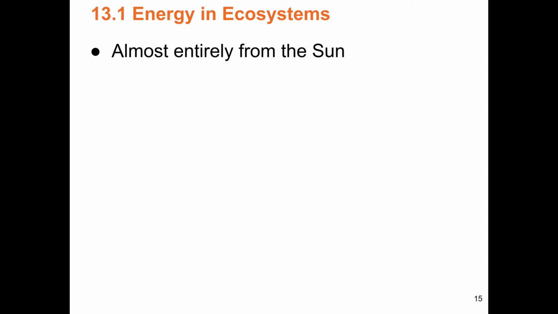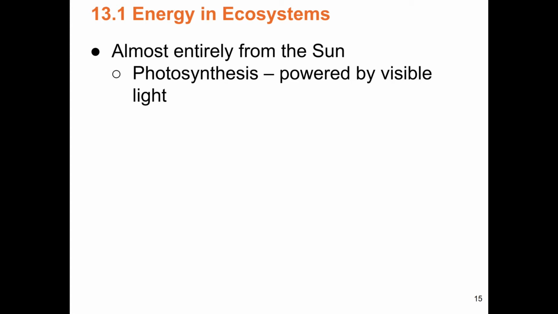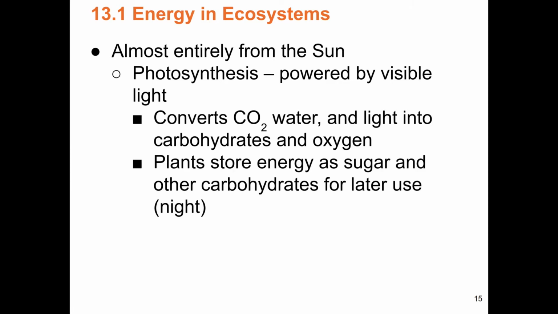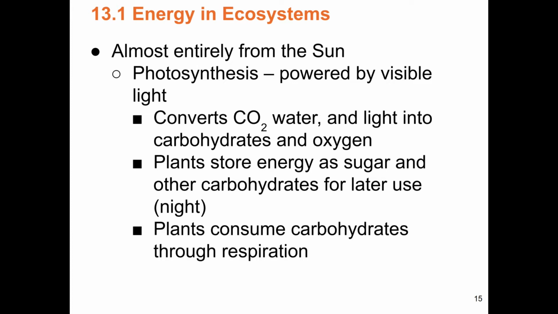So the energy in ecosystems, except for the chemosynthetic bacteria at the bottom of the ocean that's breaking down the minerals coming out of the hot smokers at deep ocean vents, everybody else gets their energy from the sun. Photosynthesis is powered by visible light, converts carbon dioxide, water, and light into carbohydrates and oxygen. Plants store the energy as sugar and other carbohydrates for later use, for example, at night. Plants consume carbohydrates through respiration, and then they give off carbon dioxide and water.